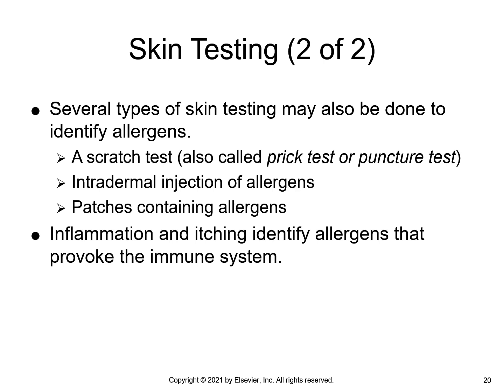A scratch test, which is also known as a prick or a puncture test, involves dropping extracts of allergens into scratches made on the skin. Intradermal injections of allergens are used to detect allergies to insect venom or penicillin. Patches containing allergens that might cause contact dermatitis are placed in direct contact with the skin. Inflammation and itching identify the allergens that provoke the immune system.